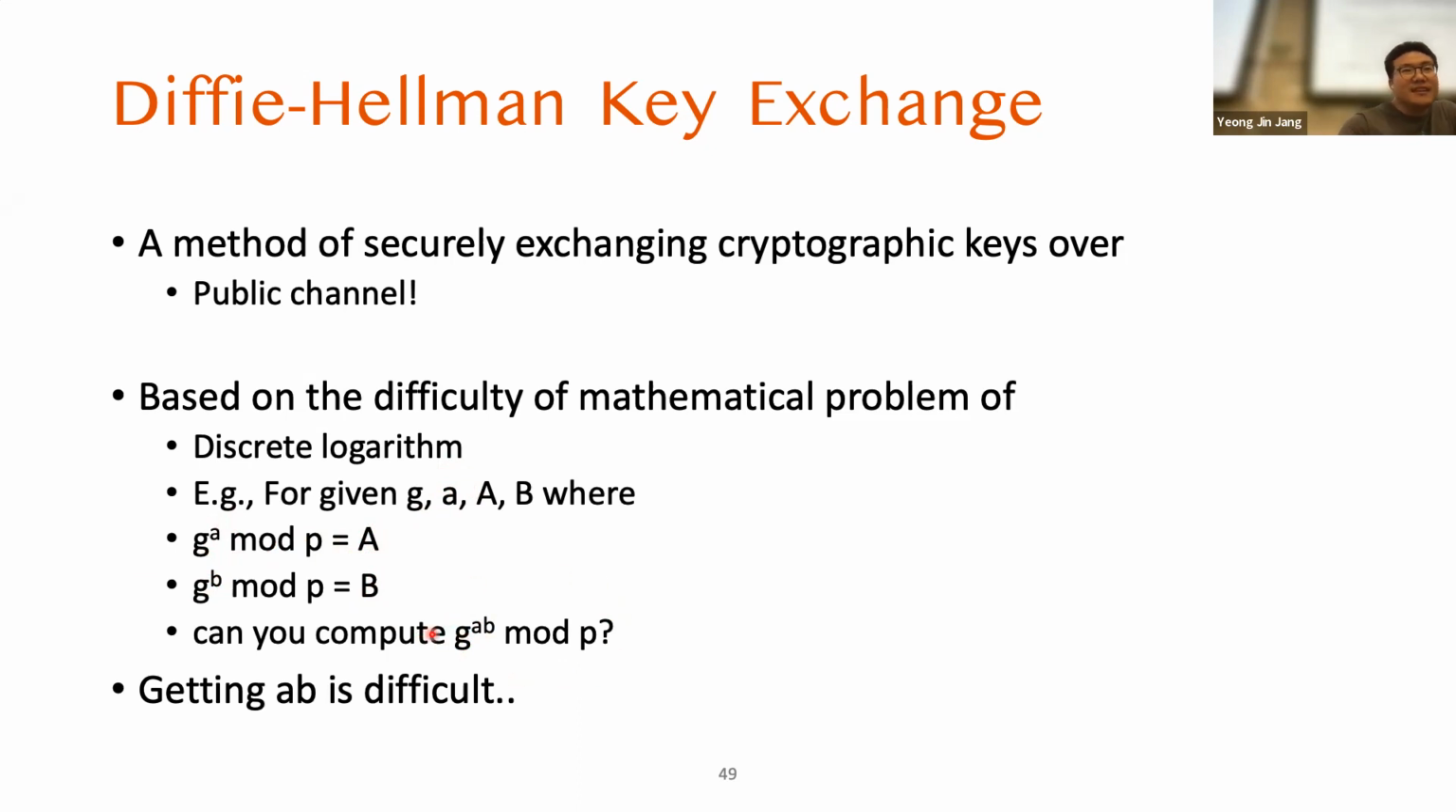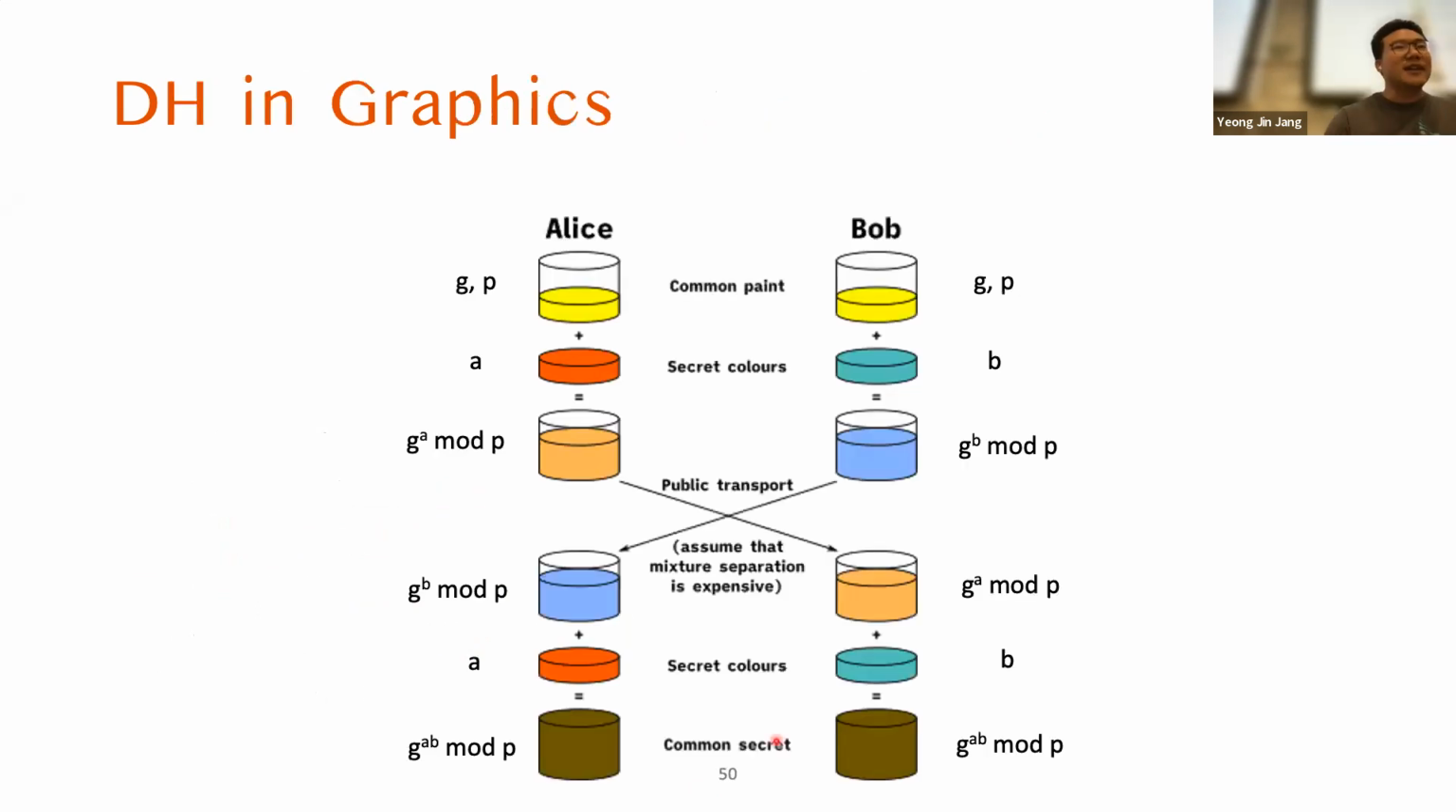So let me visualize it first, and then I will go for some of the more procedural description about the DH element. What we will do is, two parties, Alice and Bob, will have the common paint, and that is the so-called public key. The public key for the DH element is defined with two numbers, G and P. All we need to do is choose a prime number that is big enough, so that the attackers cannot solve this discrete logarithm challenge.